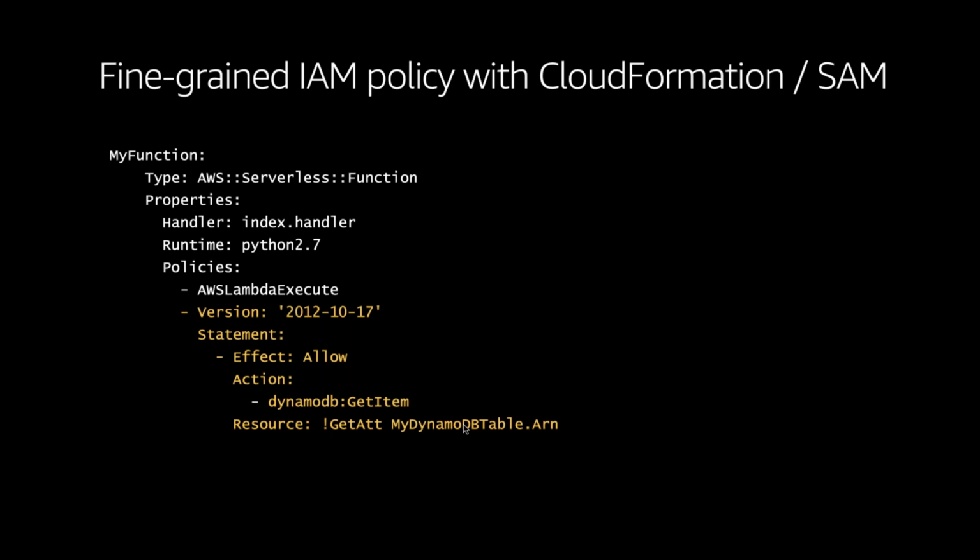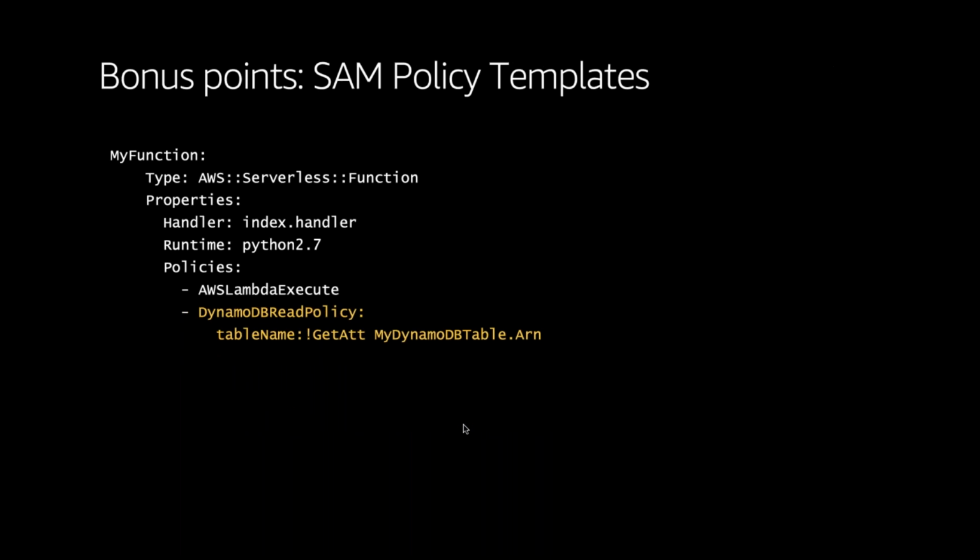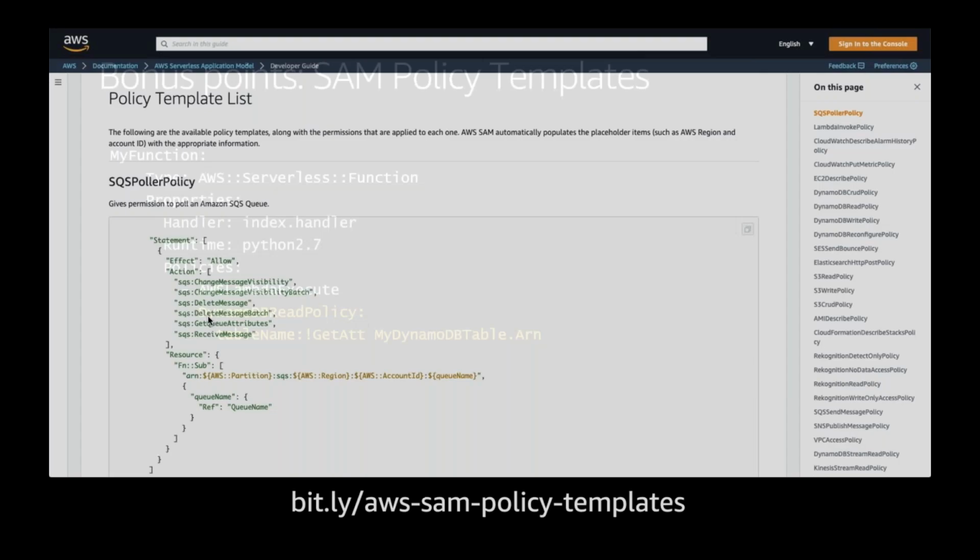For example, in this case, I could use what we call SAM policy templates, policies that are already ready to use for us. There is this DynamoDB read policy that is parametric. I can give it a parameter like table name, which is the same table I was using before, and SAM will transform this managed template policy into a regular IAM policy.